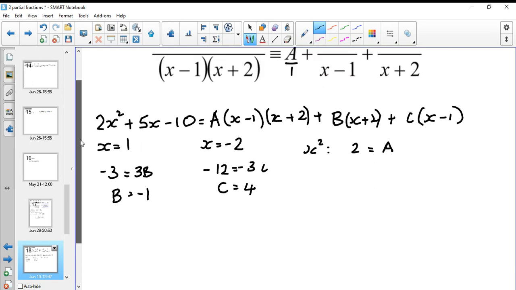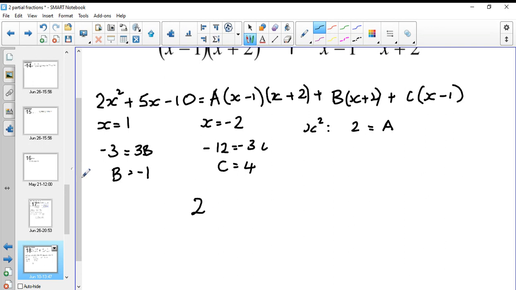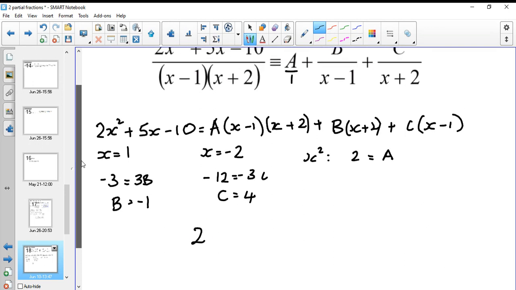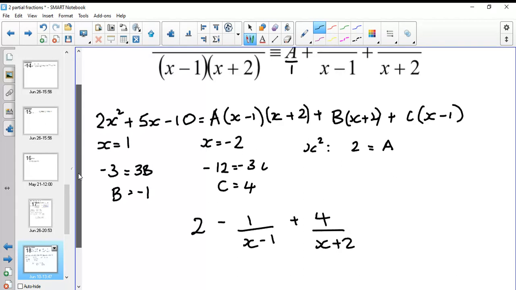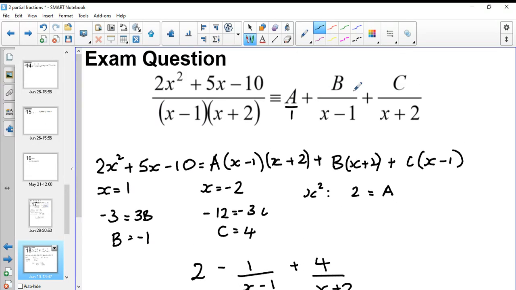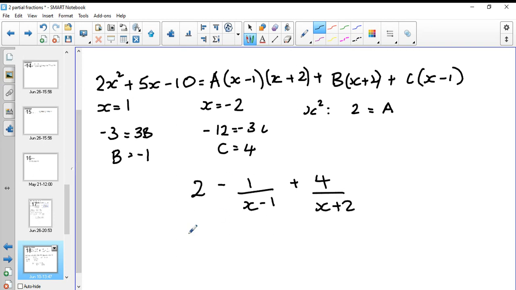Okay, so now we can just write our answer in. We've got 2, and then we've got minus 1 over x minus 1 plus 4 over x plus 2. So you can see that that method is easier, but it's because we can do that method because we are told what our answer needs to look like. Okay, if you are not told that, then I would do long division first.